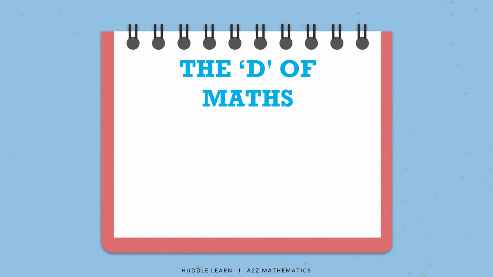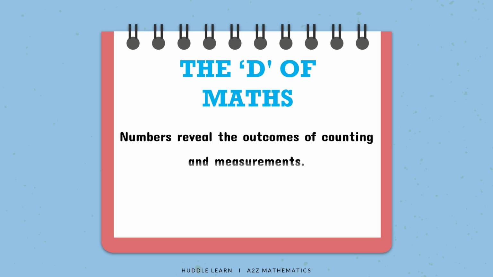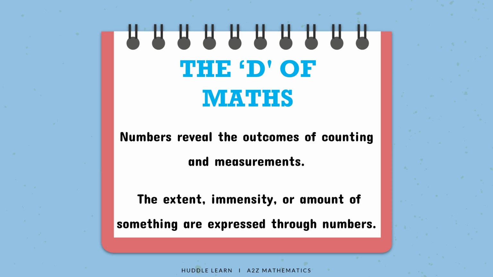Welcome to yet another session of the A2Z of Mathematics. So far we've covered A, B and C of Maths. Today we talk about the D of Maths. Numbers reveal the outcomes of counting and measurements. The extent, magnitude or amount of something are expressed through numbers.